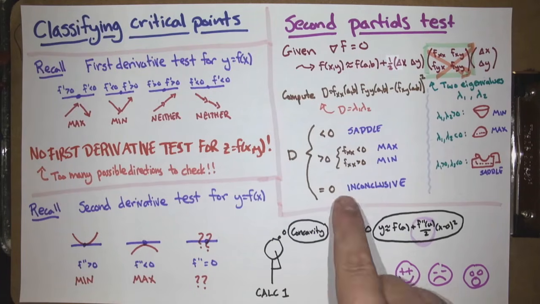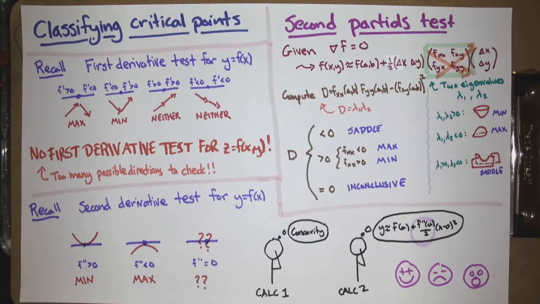The last thing is, if you get 0, that means at least one of your eigenvalues is 0. You do not have enough information to say what the shape of the surface is doing. So you can't say max or min. Inconclusive.